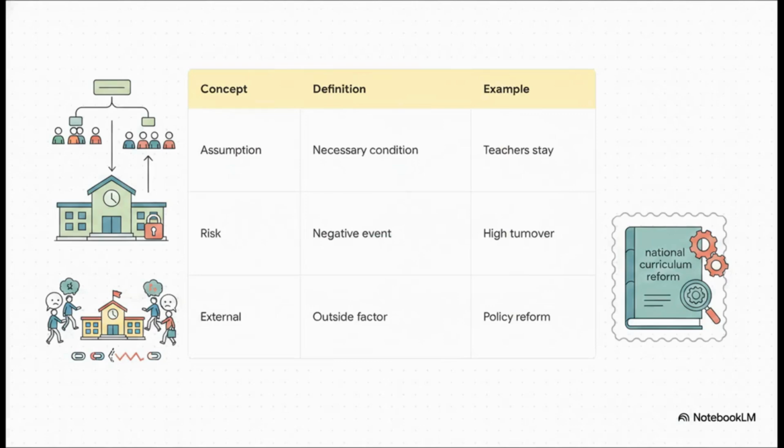Now, there are a few overlapping concepts here that tend to trip teams up. Assumptions are conditions necessary for your pathway to work, like assuming trained teachers actually remain in their target schools. Risks are uncertain events that negatively affect results, like high teacher turnover. And external factors are those contextual influences completely outside your control, like a national curriculum reform. Keep in mind, your assumptions can't just be vague positive statements. They need to be explicitly linked to specific causal connections in your framework.